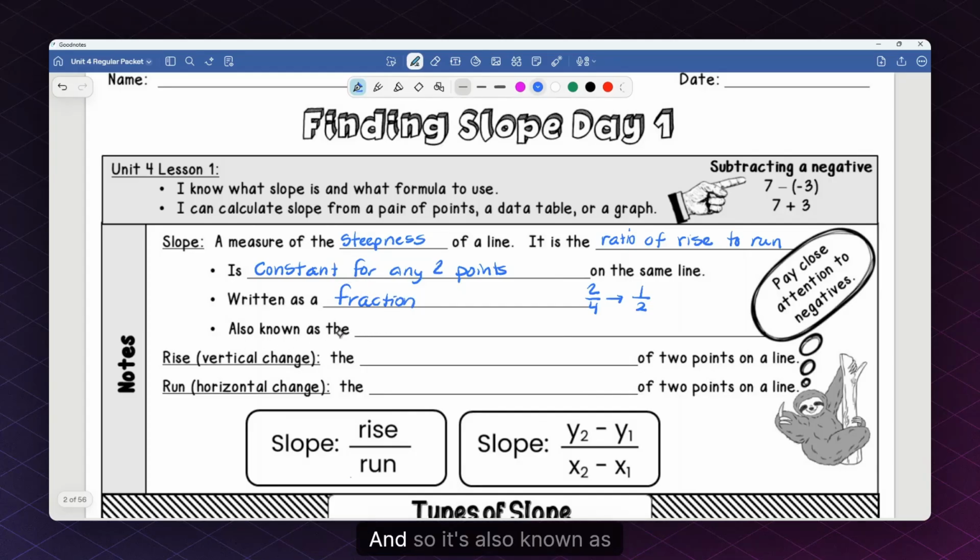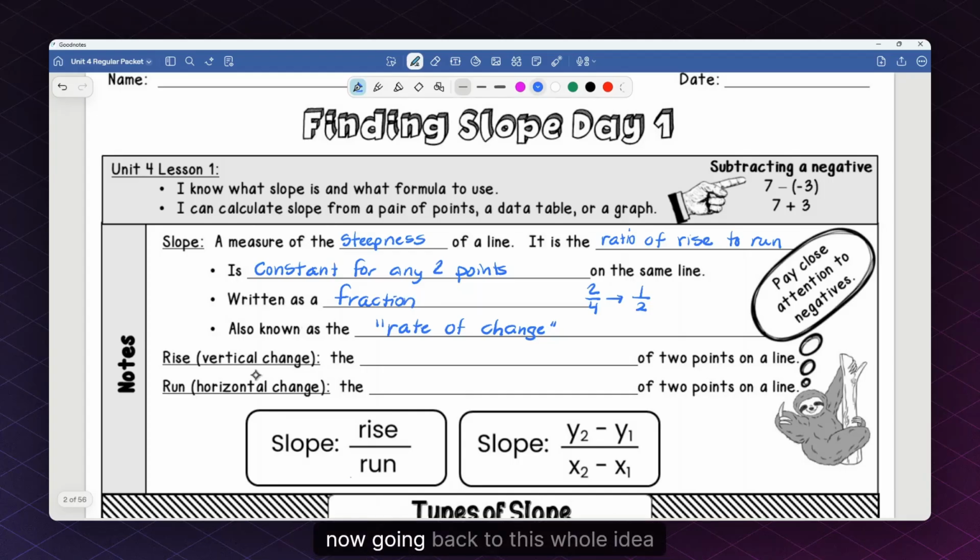It's also known as rate of change. You'll see that in problems a lot, where they'll talk about the rate of change of distance compared to time, like how fast a car is driving, the distance is changing with time. The rate of change would be the slope. You'll see that phrase quite often.